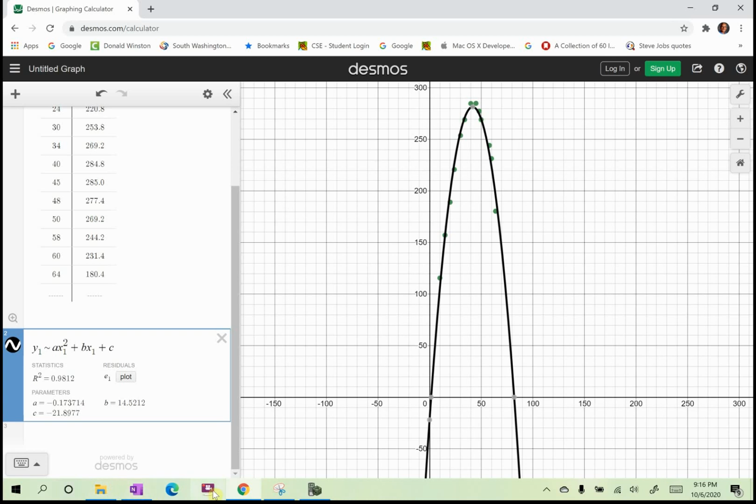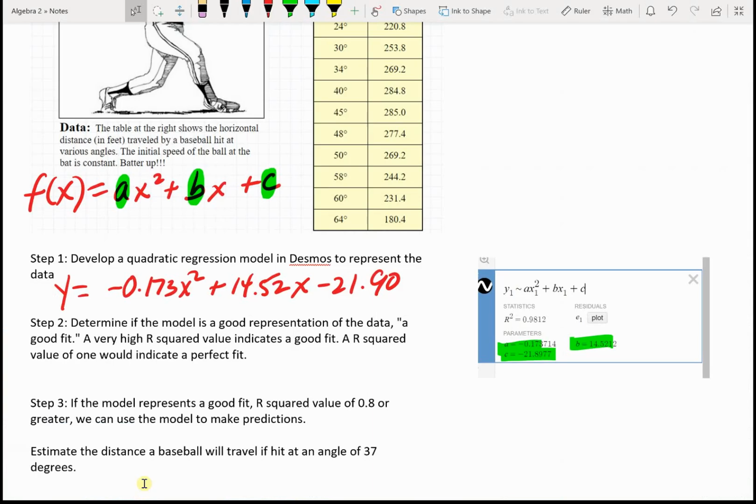Now, there's some other information in here. Very helpful information. And I want you to notice this r squared value. What is r squared? Well, after we generate our equation, which is what we did, the next step is to determine if the model is a good representation of the data. We say a good fit. It has to be a good representation. If it's a poor representation, who would want to use a model that does a poor job in estimating something?